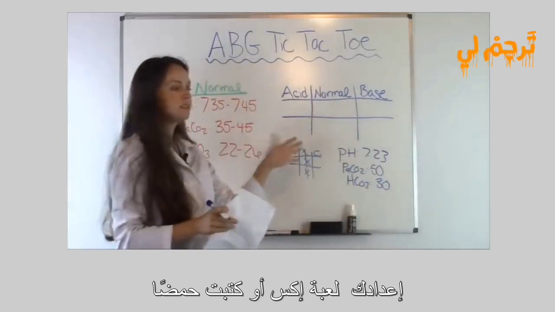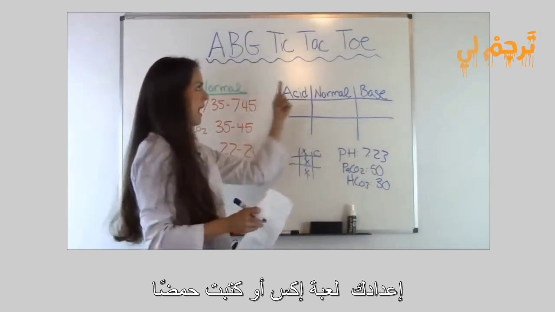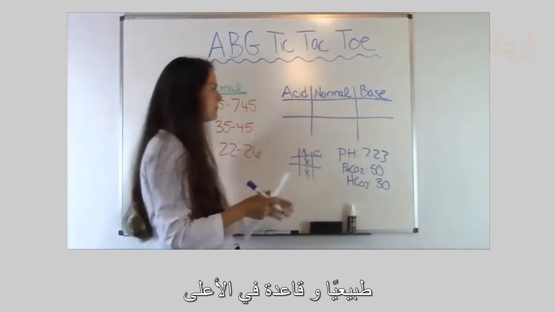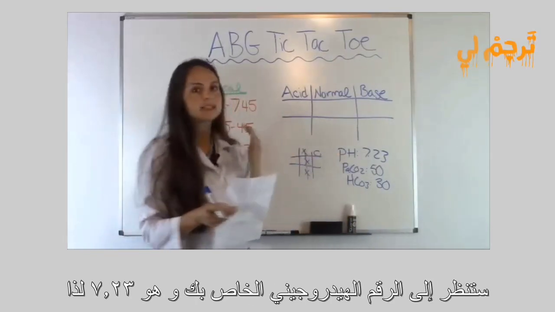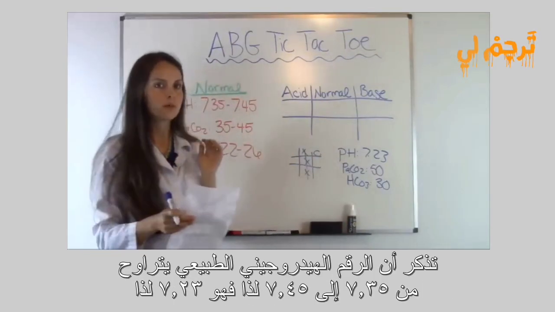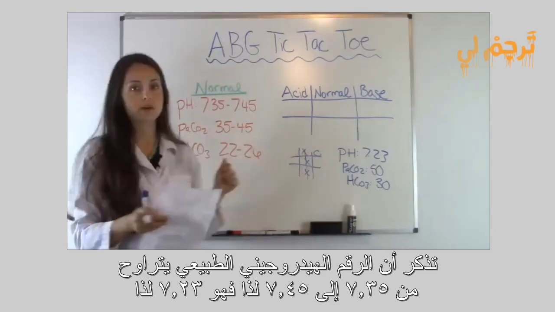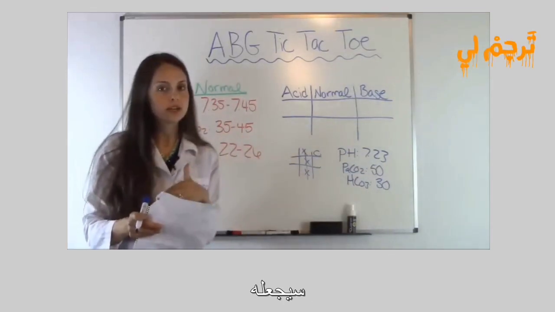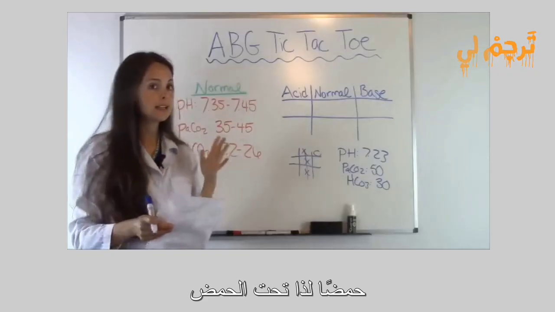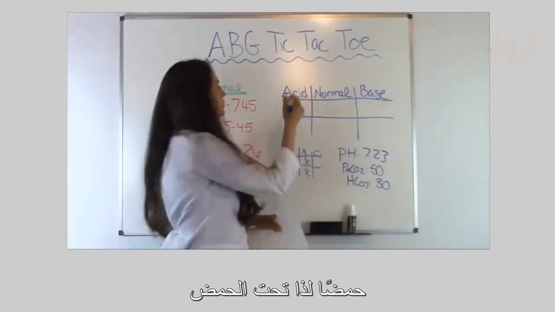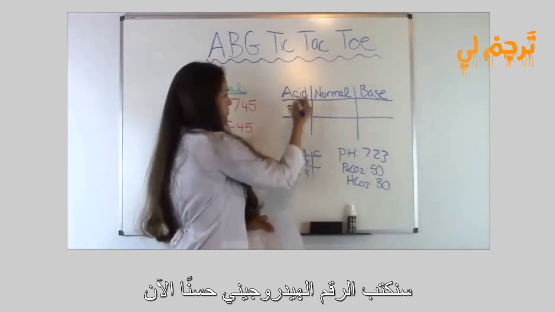Okay, after you've set up your tic-tac-toe, you wrote acid, normal, and base up at the top. You're going to look at your pH. It's 7.23. So remember, normal pH is 7.35 to 7.45. So it's 7.23, so that would make it an acid. So under acid, we're going to write pH.